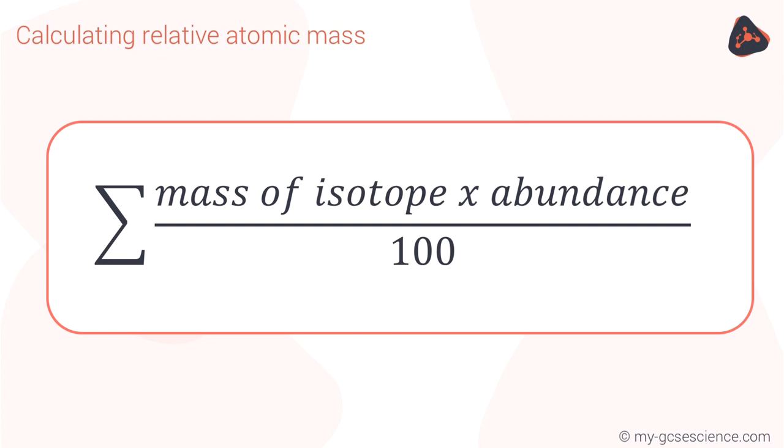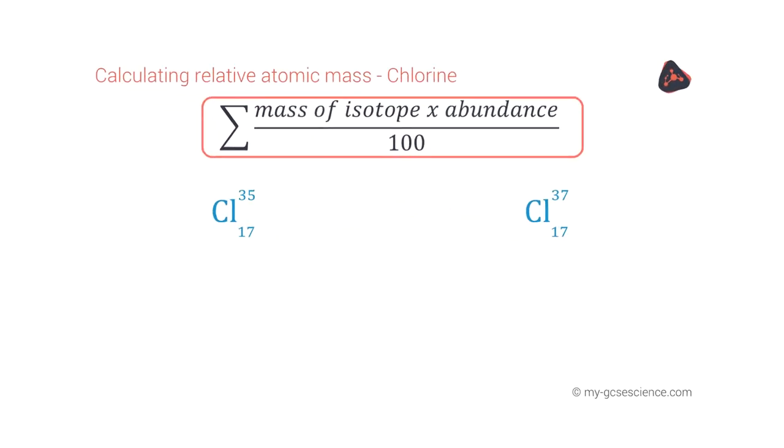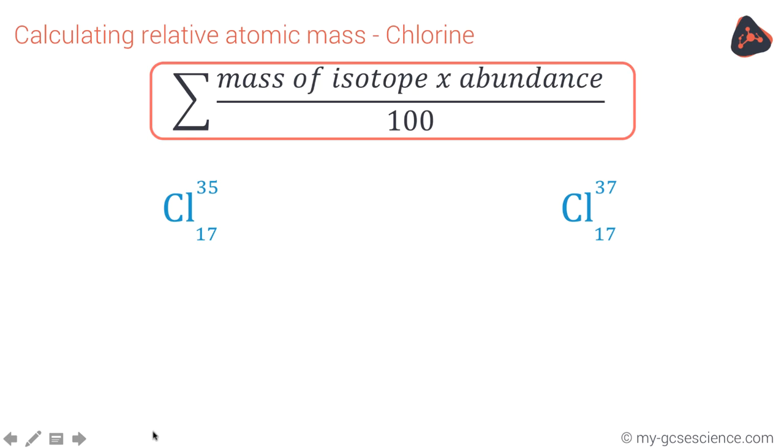Don't worry if it looks a bit scary. All we're saying is that you take the mass of the isotope you have times the abundance, which would be the percentage of that isotope, and you add up the same thing for all of the different isotopes and divide by 100. Let's take a look at an example. Chlorine is commonly used as an example to calculate relative atomic mass. It has 2 main isotopes, the isotope that has a mass of 35 and the isotope that has a mass of 37.